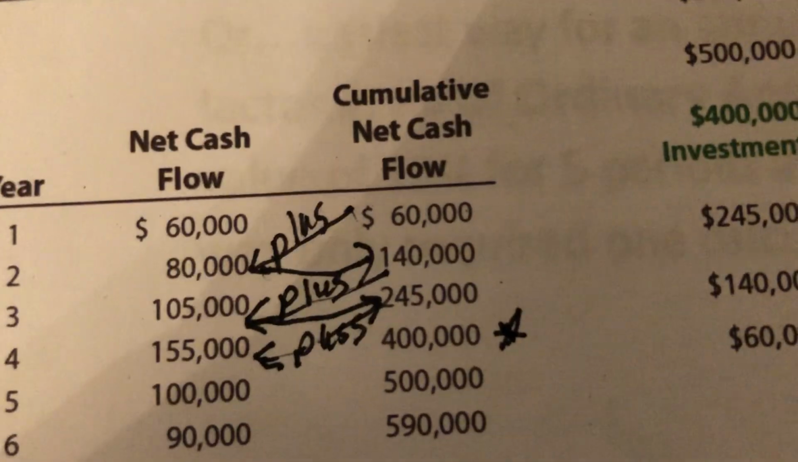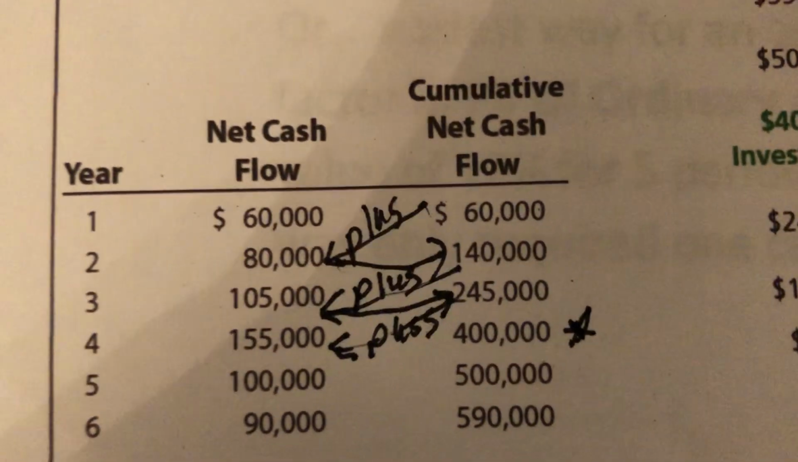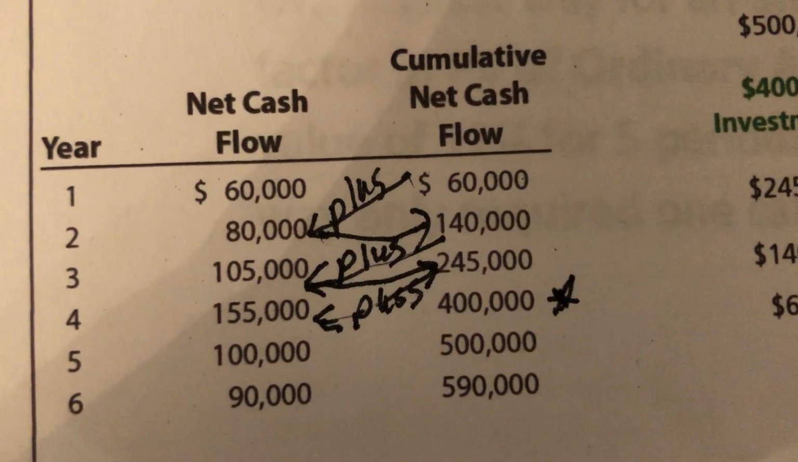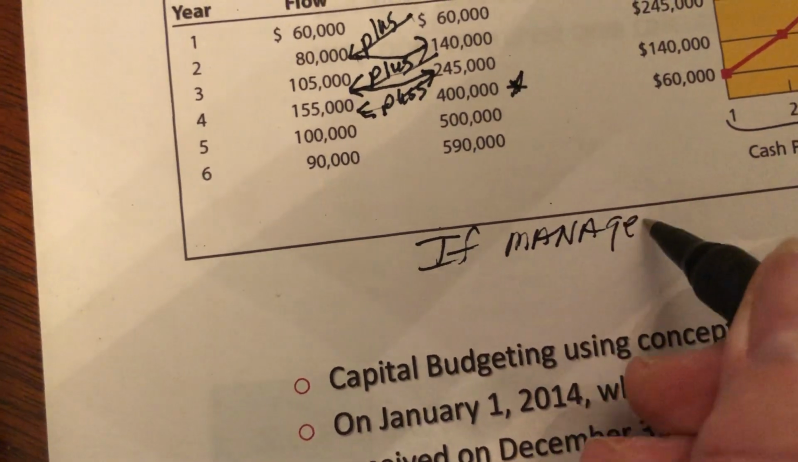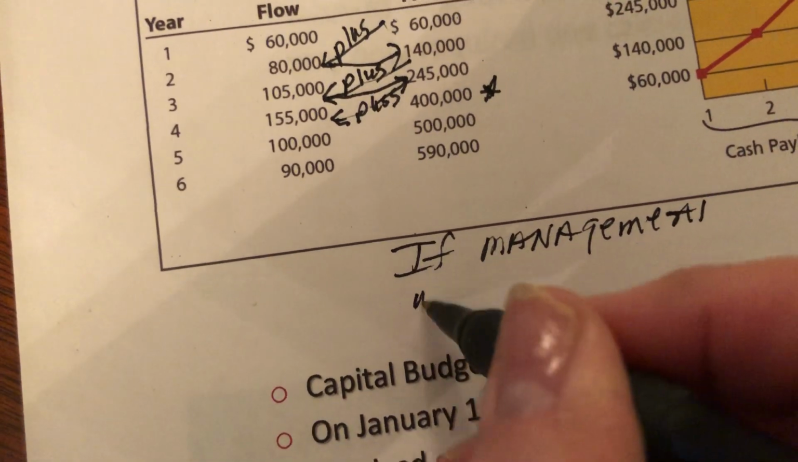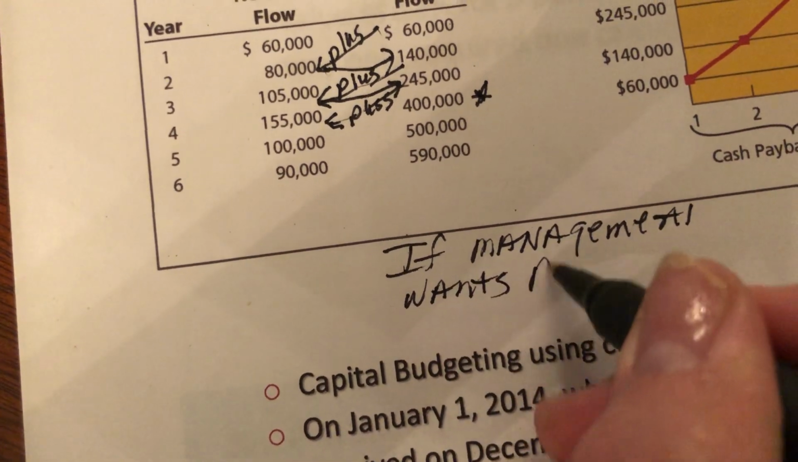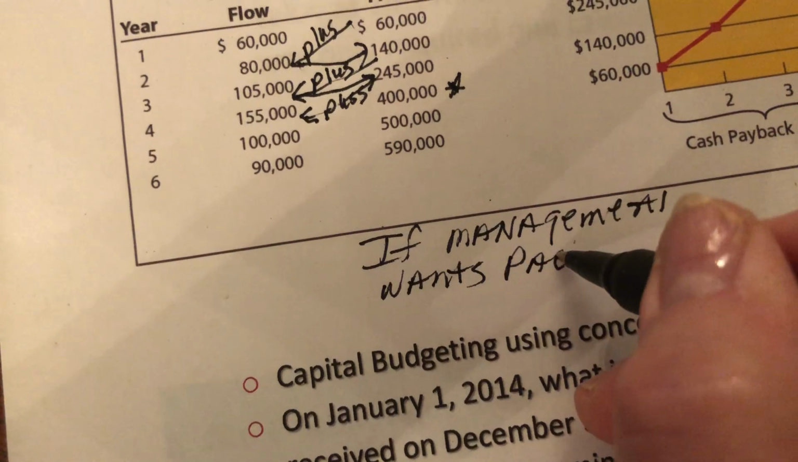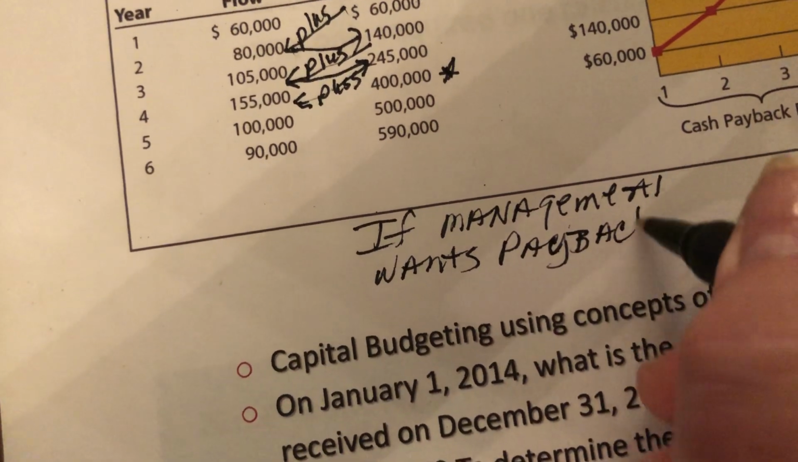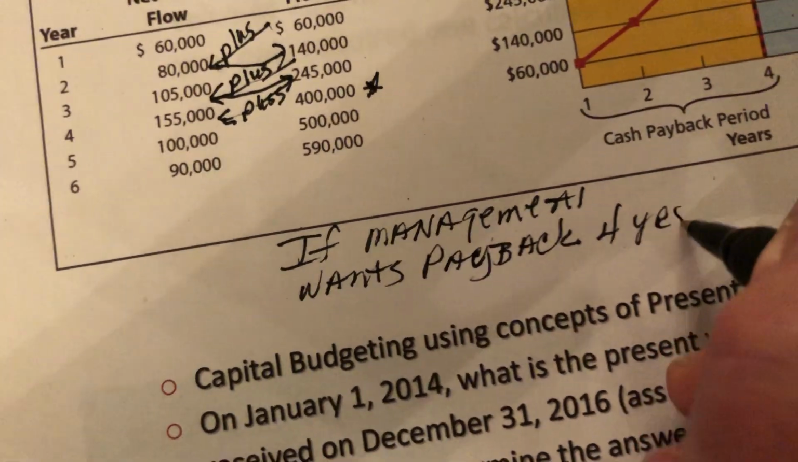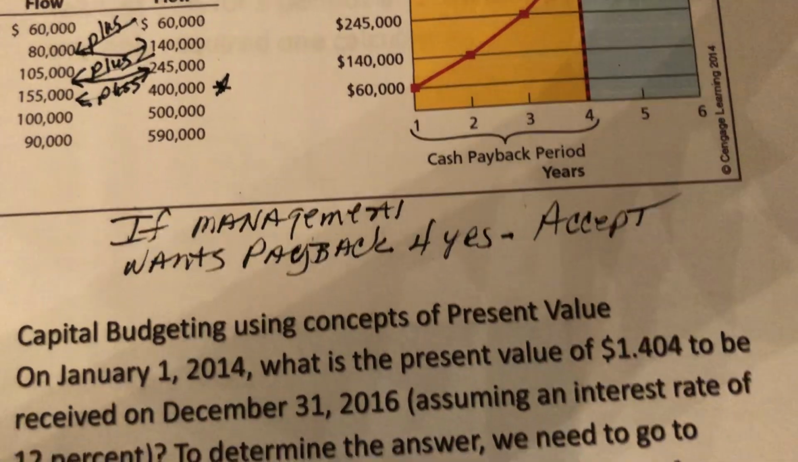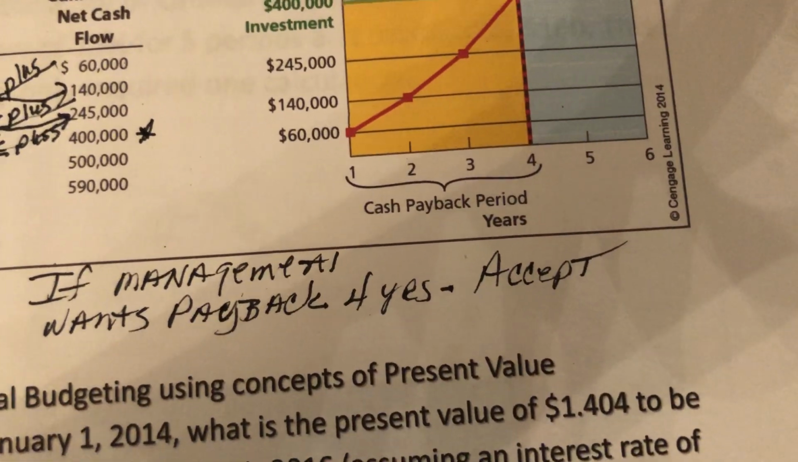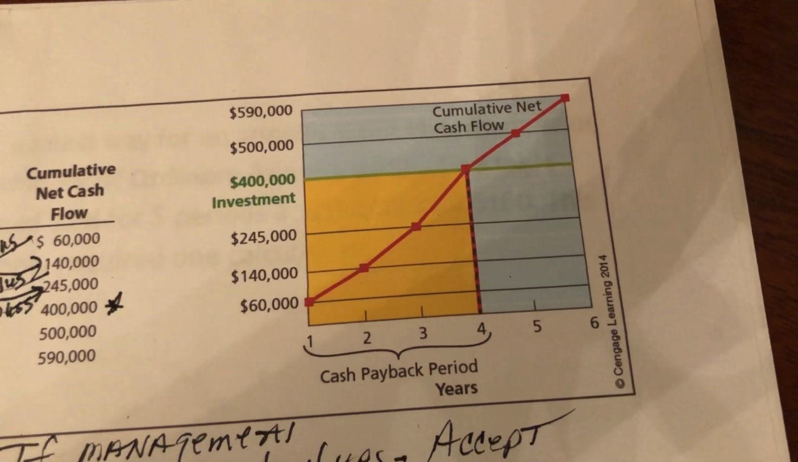Is that okay? Well, on the other problem, we had a 4-year payback. So if this one is 4 years, then yes, we meet the requirement. So if management wants payback in 4 years, then you accept it. Okay. If they want to pay back in less than 4 years, you would have to reject it. Okay. This is just a graph showing you how it looks.